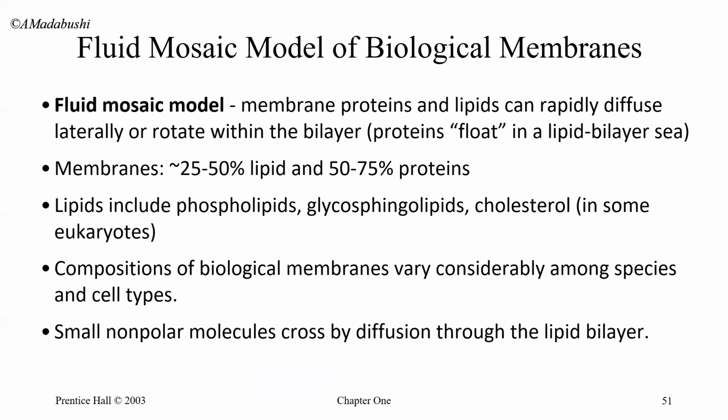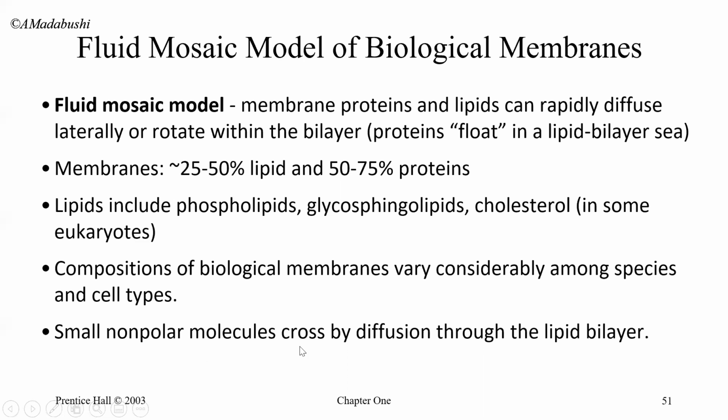Okay, so this kind of model, and you might have heard this before, especially in Bio 101 or 102, is the fluid mosaic model. There are membrane proteins and lipids that can rapidly diffuse or laterally rotate within the bilayer. The membranes can be about 25 to 50% lipids and 50 to 75% proteins. These are the examples of lipids that we already learned about, and the composition of biological membranes can vary in different animals, different species, different cell types.